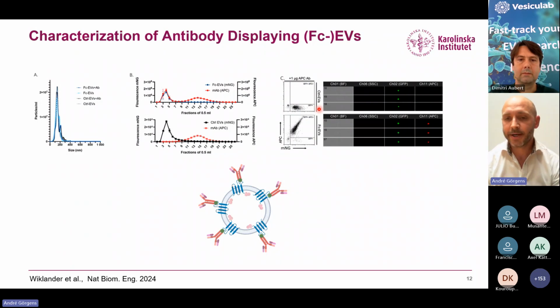We also did characterization by imaging flow cytometry, as André introduced to you just before this, and I think he will talk a bit about that later on as well. We also did a lot of other characterization steps.